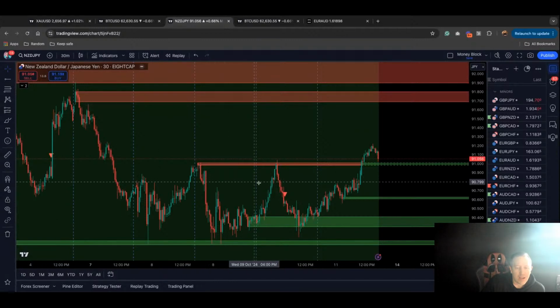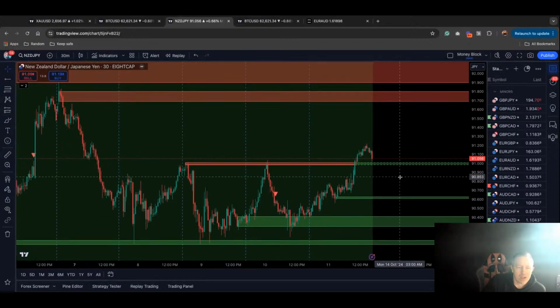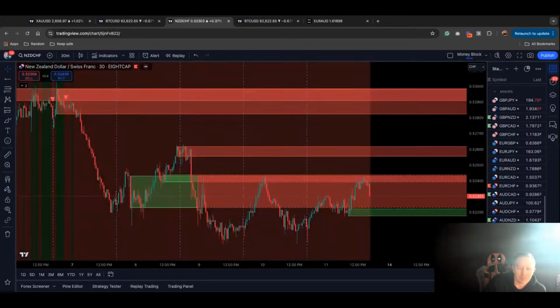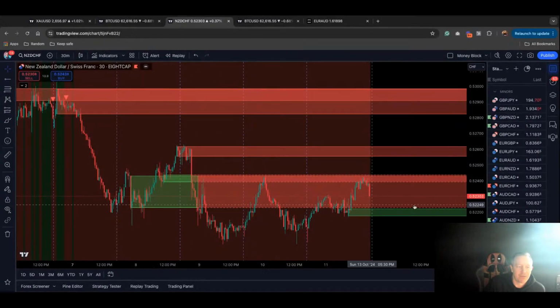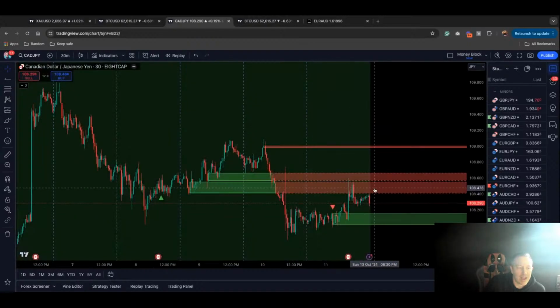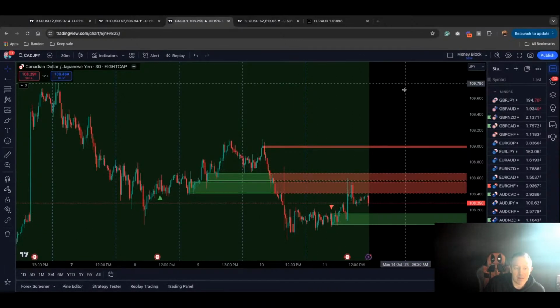NZD JPY, once again, some solid entry points. Great order blocks. Just looking for a confirmation up. NZD CHF, same thing. Earlier in the week, on Monday, was actually our ideal entry here. That was a massive sell-off that happened. NZD versus Swiss franc. CAD JPY, green background. There's a good opportunity here. It came back down and broke through these order blocks, so now we've created a new one. We'd like for it to come back down, test, and then reject off of it.